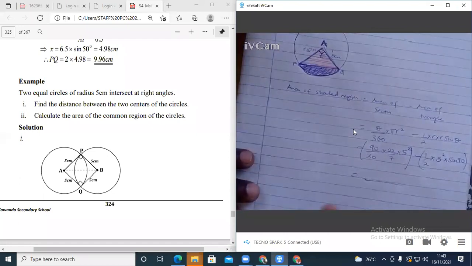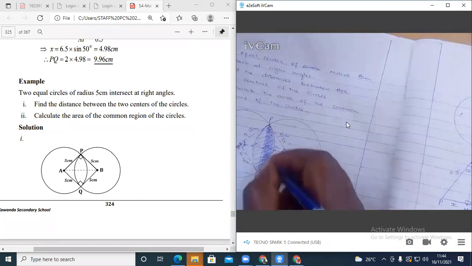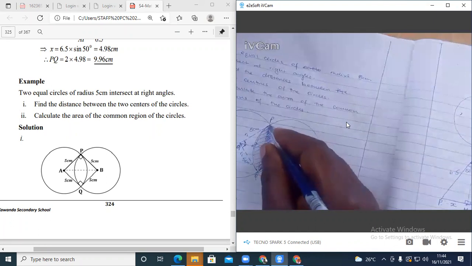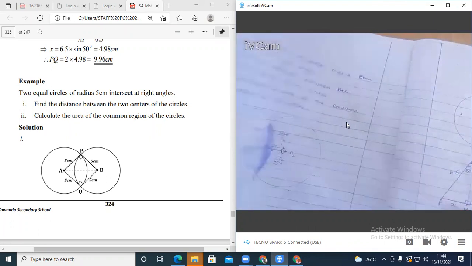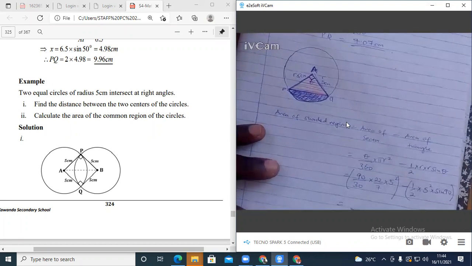Now that answer that you get, to get the area of the whole of the other shaded parts, we multiply this answer you have got here times 2. And we get the area of the whole of this part here. We multiply it times 2 and we shall have the answer.